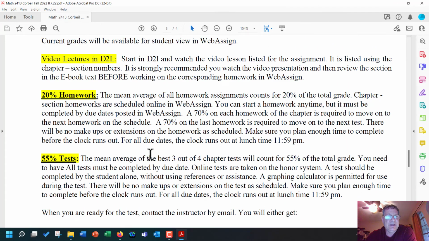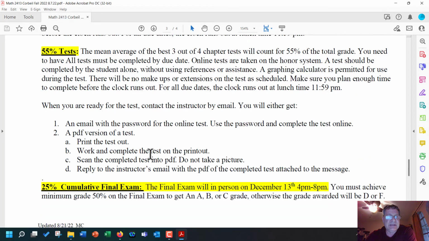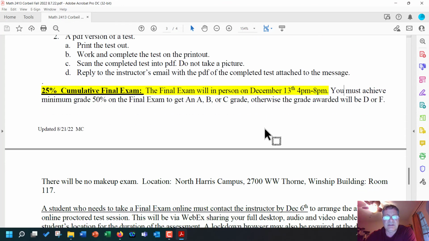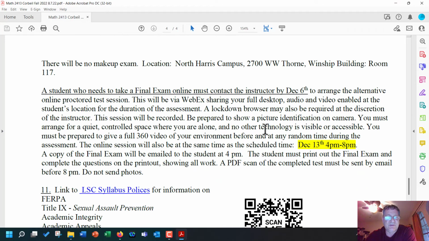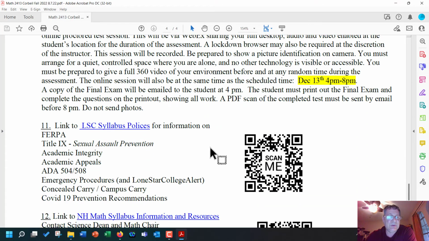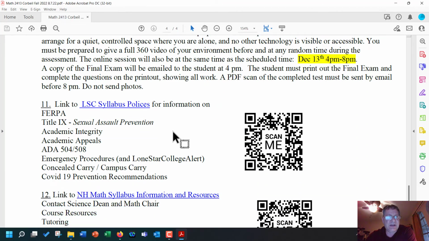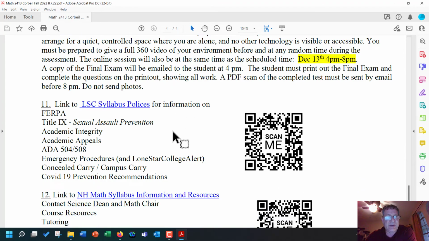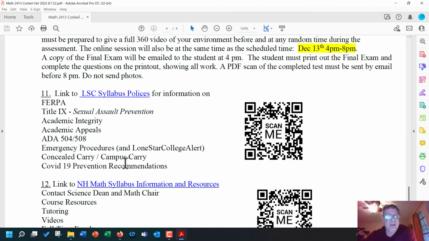Just to go back: 20% homework, 55% tests, 25% final exam. And I do give you the option and encourage you to come in and do the final exam in person. That gives you the full experience of the class. So that's really highly recommended. Otherwise, the final exam will be proctored via WebEx. That's not optional. The proctoring has to happen either in person or online.